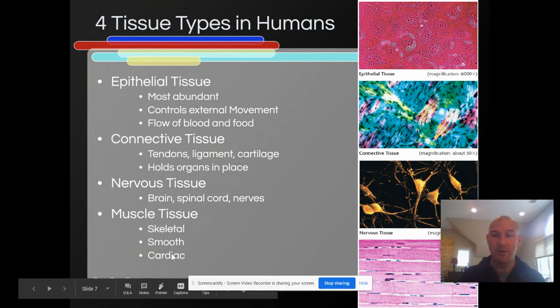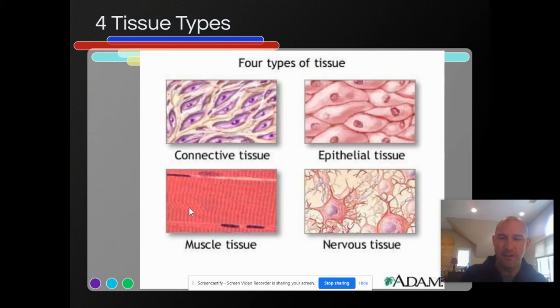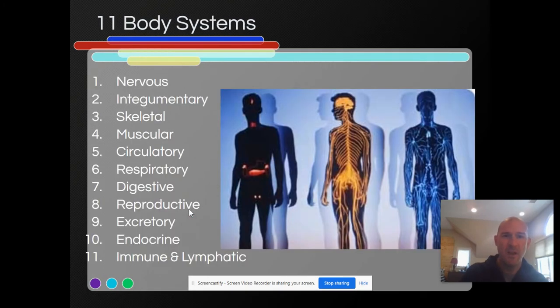So all that's really controlled by smooth muscle. And cardiac muscle, obviously heart, right? That's the muscle that makes up your heart. You can see just some quick images of them, but we're not going to focus too much on images in this section. All right.